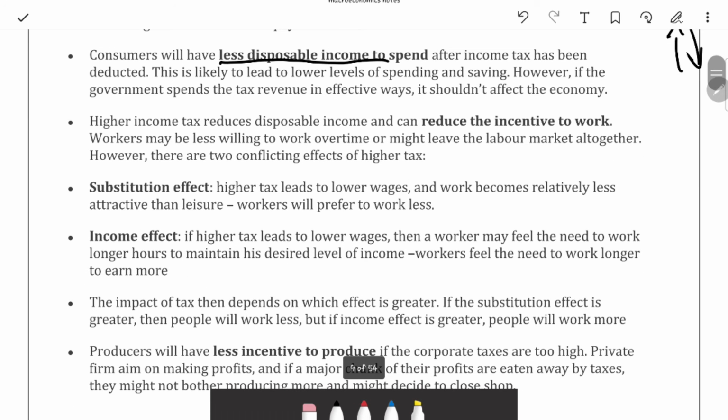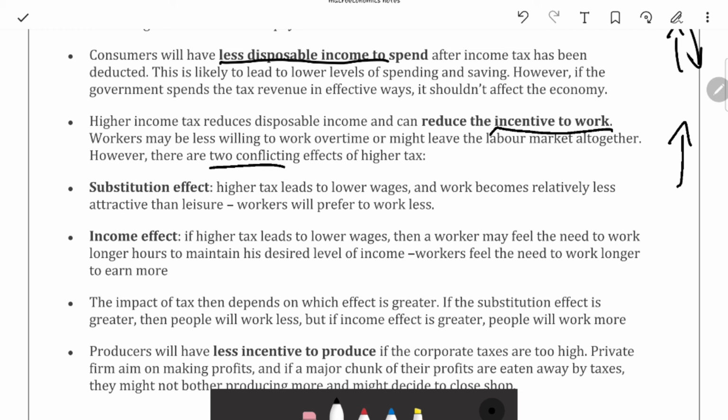Okay, the next one is that higher income tax reduces the disposable income, and this will reduce the incentive to work, because when you take so much tax, people will be like, we don't want to work because they're taking so much tax. And when there's that, then there will be less employment. When there's less employment, then there will be economic recession, which is the opposite of economic growth, meaning the output will fall. So basically two conflicts will affect just because of higher tax.